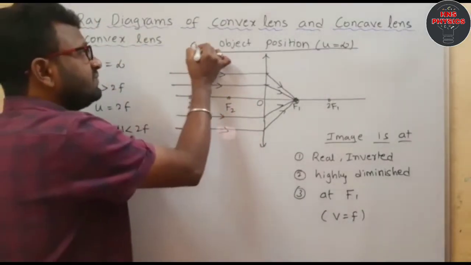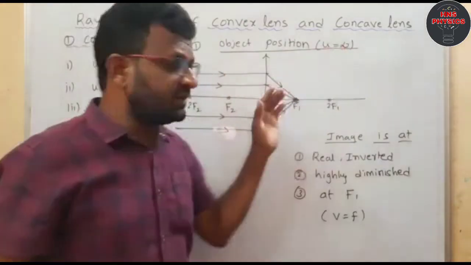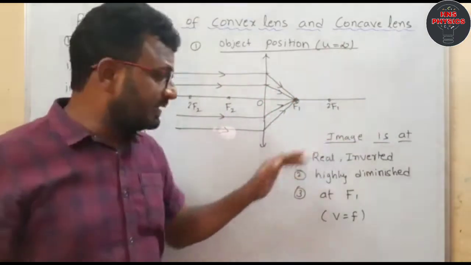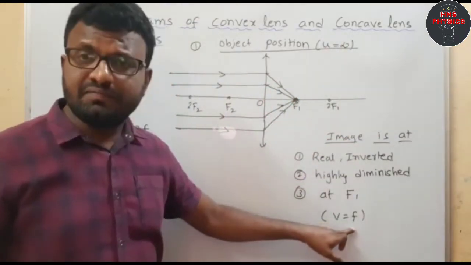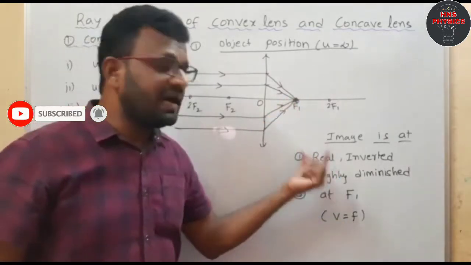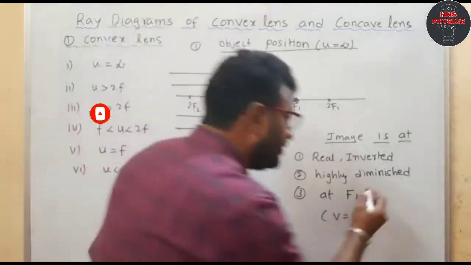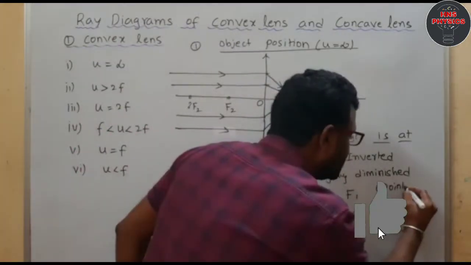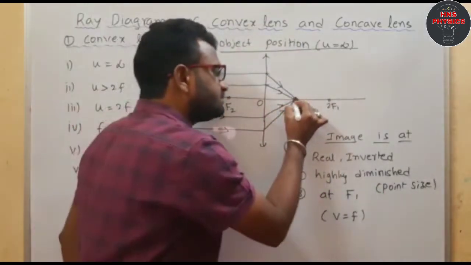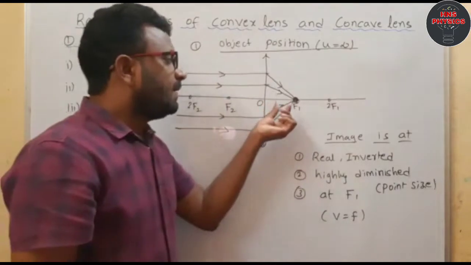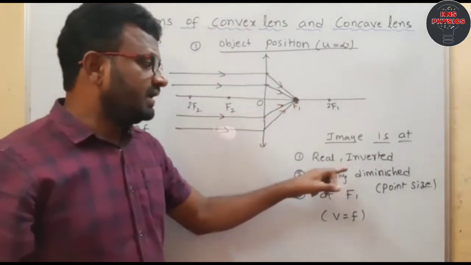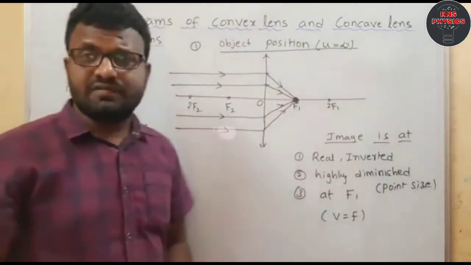So when the object is placed at infinity distance from the lens, the image is formed on the other side of the lens at the distance of the focal length, v equal to f. So the image is formed at f1. That image is highly diminished, like a point size. This is the image, formed at f1 on the principal axis. So that is real, inverted. So this is about the first one.